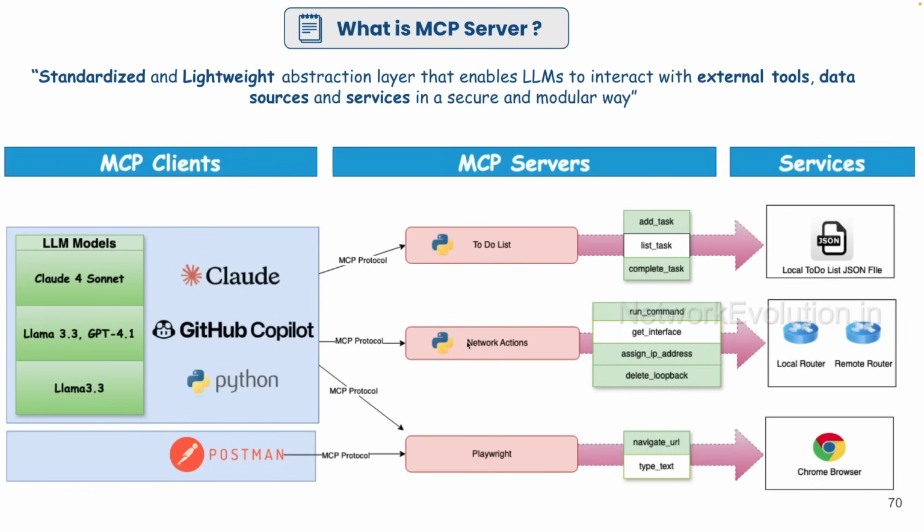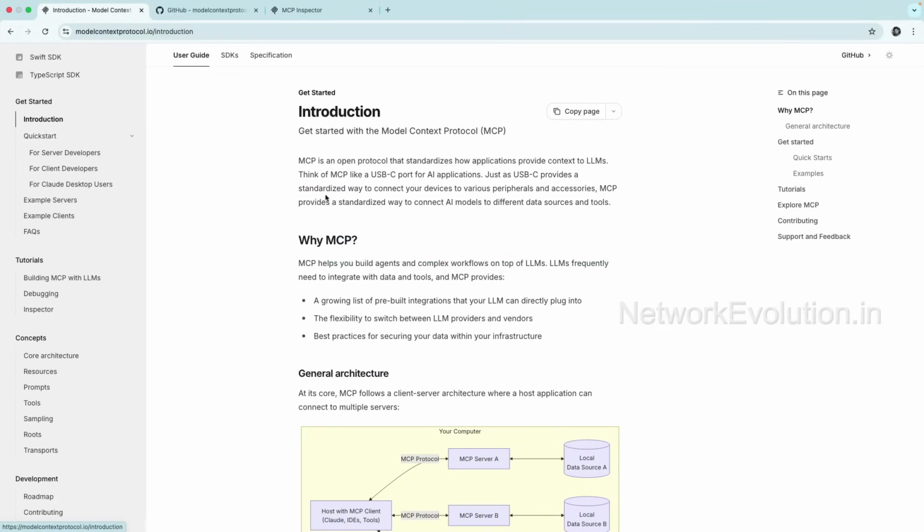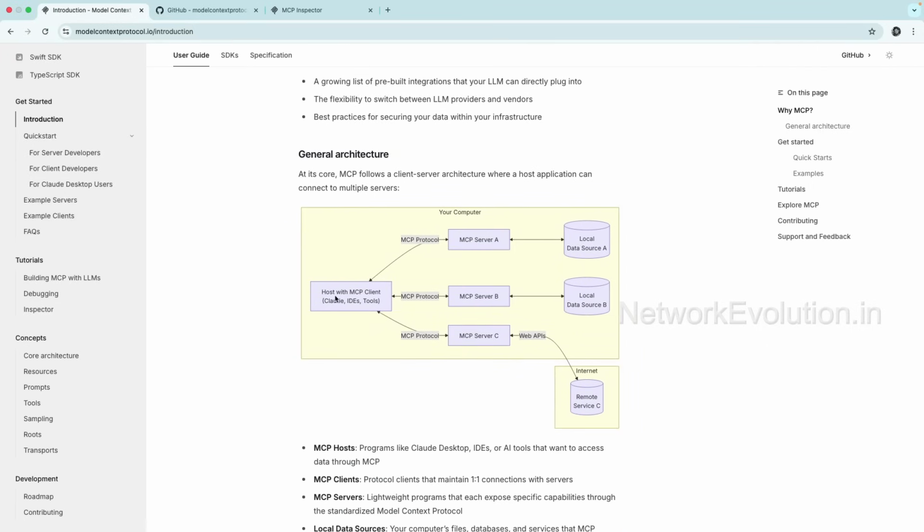Now we'll quickly go through the documentation of MCP server. We'll go to the introduction. Here, MCP is an open protocol that standardizes how applications provide context to LLM. So this provides a standard interface for LLM, and in our case also it is same. We have used multiple MCP clients, and using MCP protocol we were interacting with our local Python servers and Playwright, a pre-built MCP server, and we have even tried automating the browser actions. And in our case, we have stored this into a local JSON file, and we interacted with network devices.